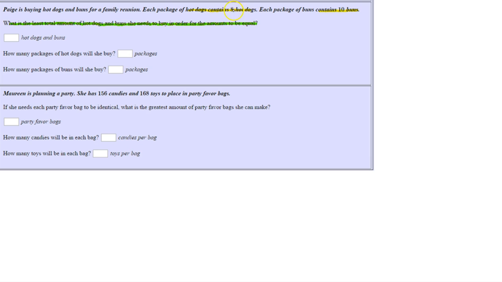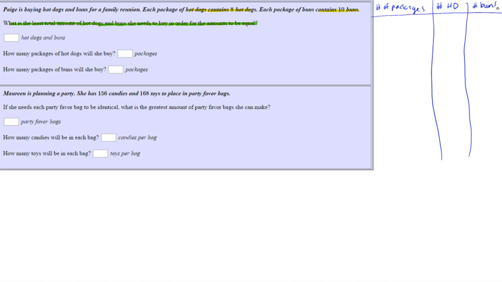So if she just bought 1 package of hot dogs and 1 package of buns, notice she'd have 2 extra buns. So we want to find the least she needs to buy so that she has an equal amount of hot dogs and buns. So let's make a chart. So we'll put number of packages. And now we'll find the number of corresponding hot dogs for that package. I'll use HD for hot dogs, and the number of corresponding buns for a certain amount of packages.